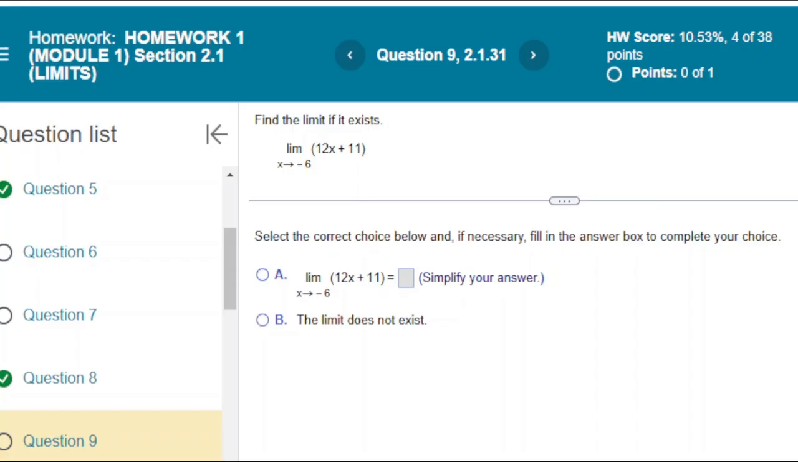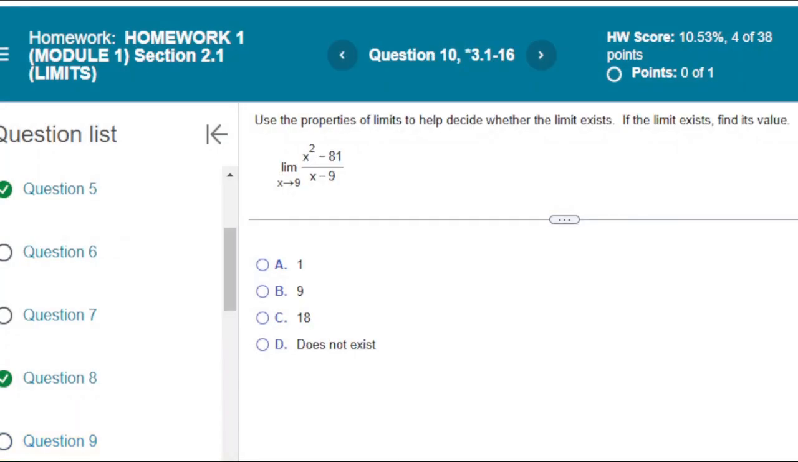Okay, same thing with number 9 here. You can just plug in the number. It should give you the correct answer. Okay, now the next one, we're going to have to factor things. So the numerator is going to be a difference of squares, x plus 9 times x minus 9. You cancel the common factors, and then you just plug in the 9 at the end.